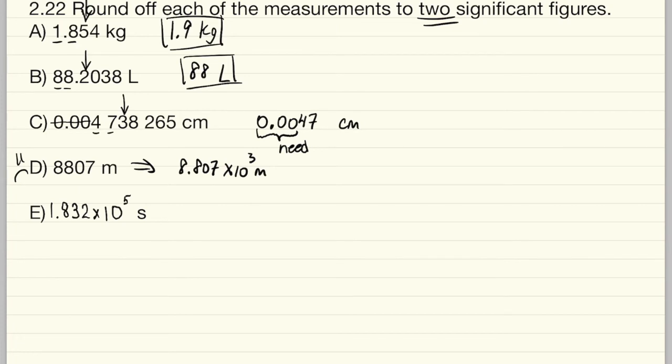Okay. And I would highlight the 2 digits that I would want to keep. I would point my arrow at the next one over. It's less than 5. I want to round this down. So that's going to become 8.8 times 10 to the 3 meters. Okay.